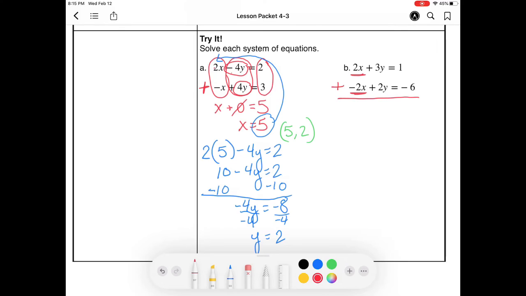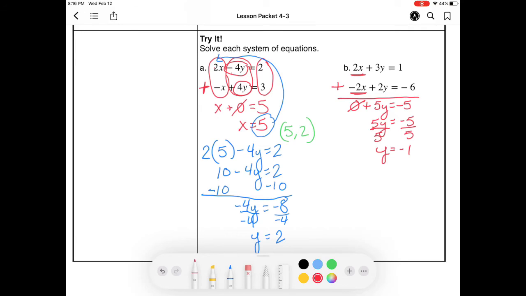So 1 plus negative 6 is the same as 1 minus 6, so I get negative 5. 3y plus 2y is 5y. And 2x plus a negative 2x is 0. Eliminate the 0, I get 5y equals negative 5. I'm going to divide both sides by 5, and I'll get y equals negative 1.